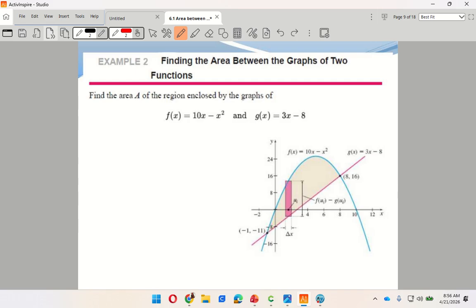And here's a graph of what the example is going to look like. If we were to graph these, we could see our two functions are going to intersect here and here, which we have the coordinates of. If we were to graph them first, we could clearly see which one is going to be on top and which one is going to be on bottom. So that's important for these. You've got to figure out which one's the top and which one's the bottom.